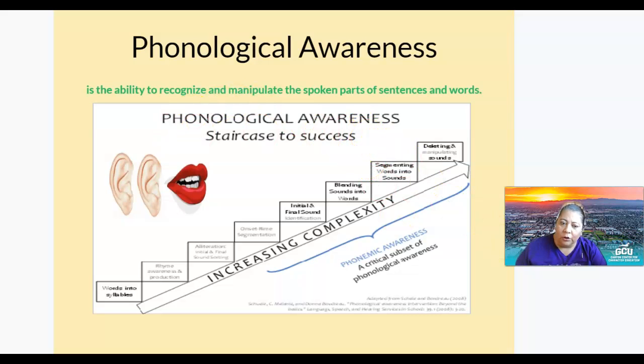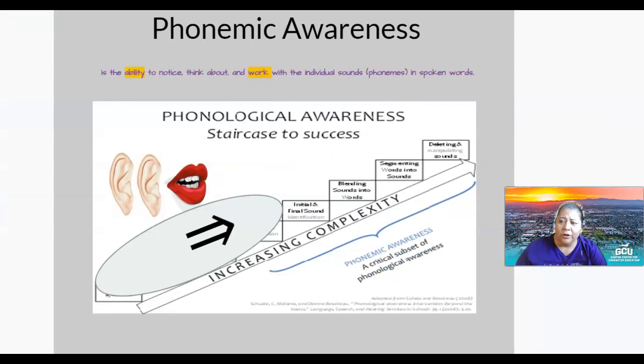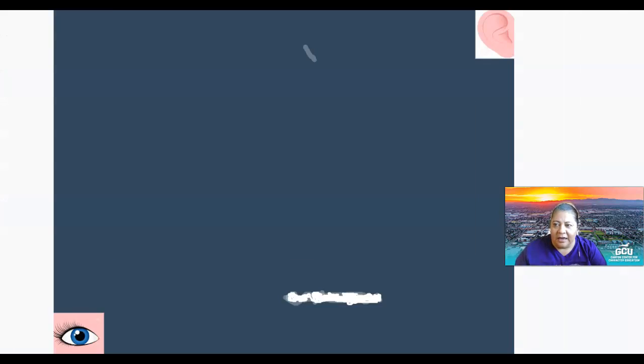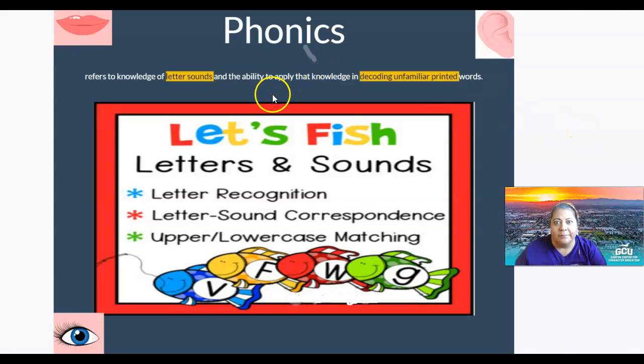And again, with those two, with phonological and phonemic, there is only hearing it and saying it. We are not seeing the words. We are not seeing the letters. We don't see that until phonics. And when we go into phonics, phonics then becomes that letter recognition, the letter sound correspondence, and really being able to put those letters into words using those sounds and then reading them. That's part of our decoding.